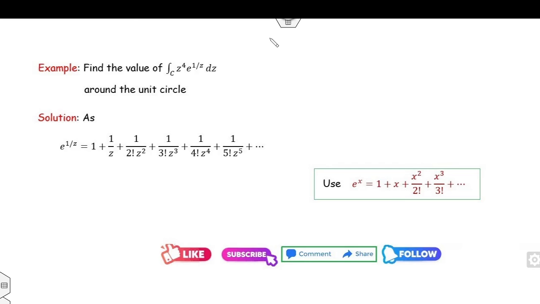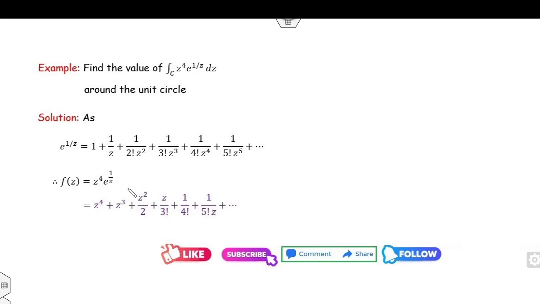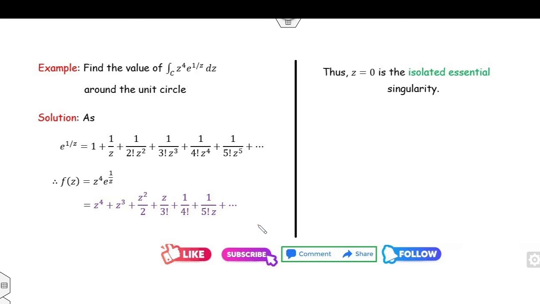I can multiply by z raised to power 4 on both sides. Therefore, the integration of f(z) is 2 pi iota times the residue of f(z). Can you find the pole? Clearly say z is equal to 0 is my pole. And because it involves infinitely many terms, z is equal to 0 is the isolated essential singularity.